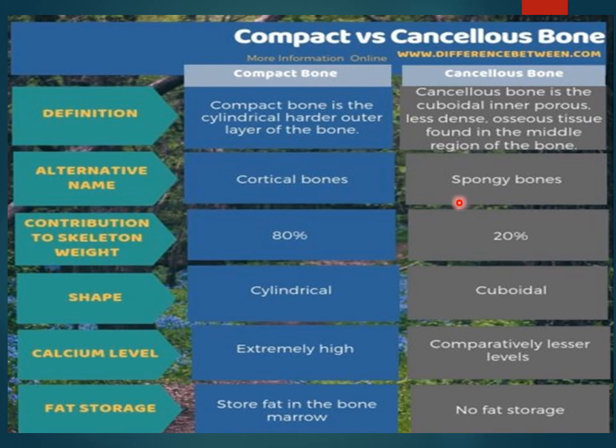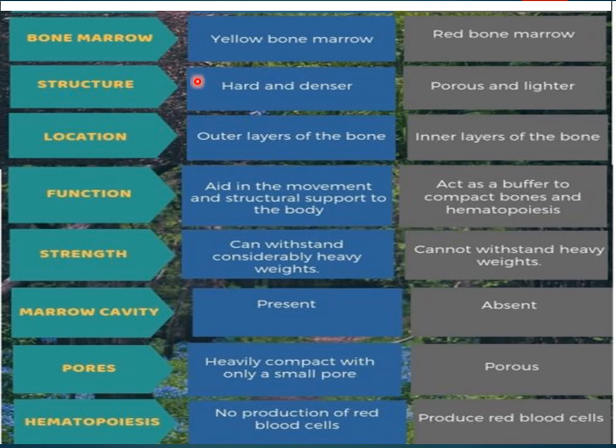Here I would like to show you the differences between the compact bone and the cancellous bone, also known as the cortical and the spongy bone, with their definition, shape and fat storage. As you know, there is fatty bone marrow, that is yellow marrow, in the compact bone, and there is no fat storage in the spongy bone, which I have shown you here in tabulated form.